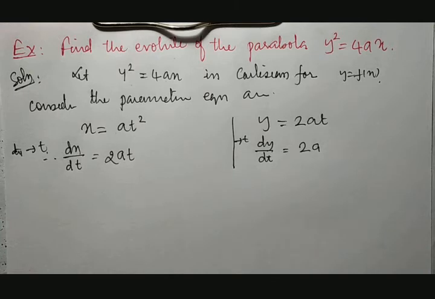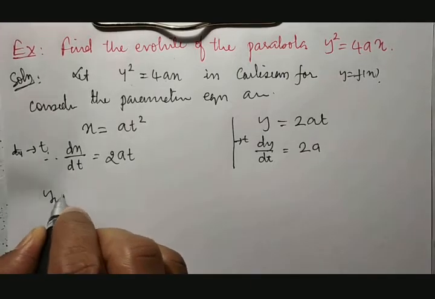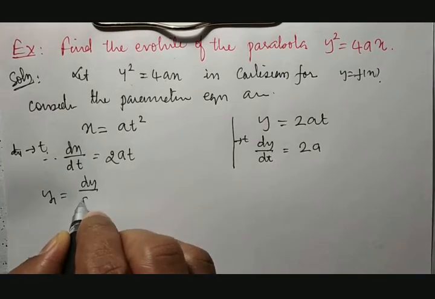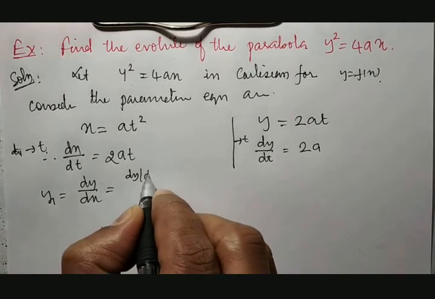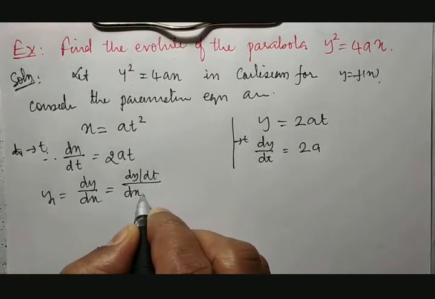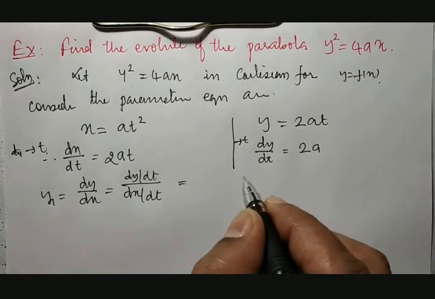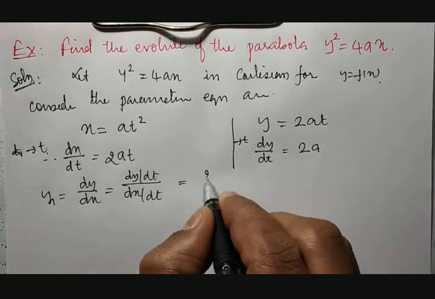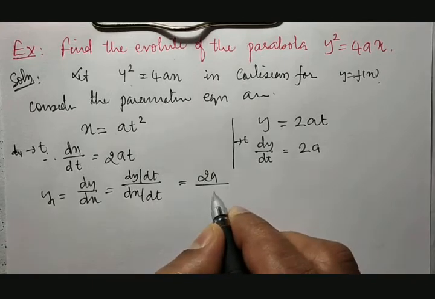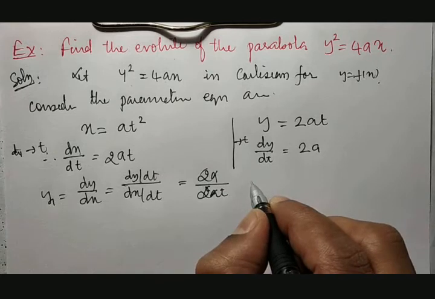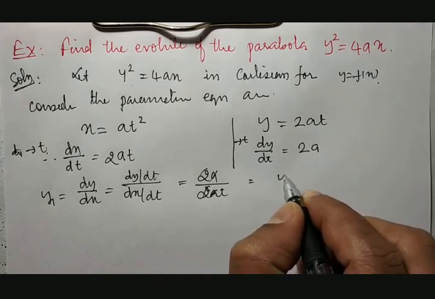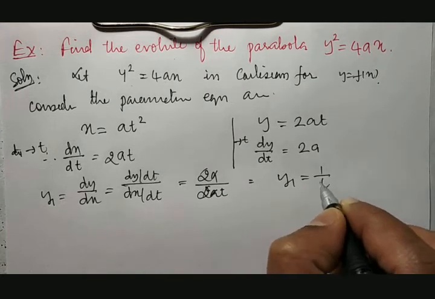Therefore, we need to calculate y1. To calculate y1, what we do? We'll consider y1 as dy by dx. How do you get dy by dx? dy by dt divided by dx by dt. Therefore, dy by dt is nothing but 2a divided by dx by dt, which is nothing but 2at. So 2a gets cancelled. Therefore, y1 is equal to 1 divided by t.